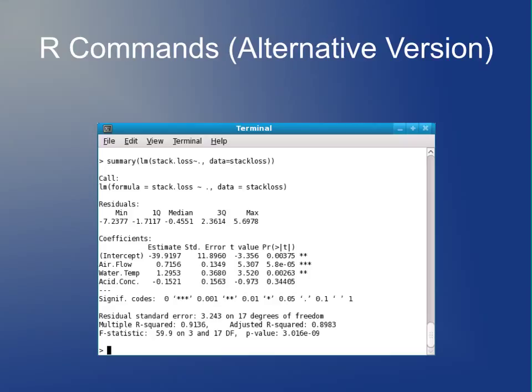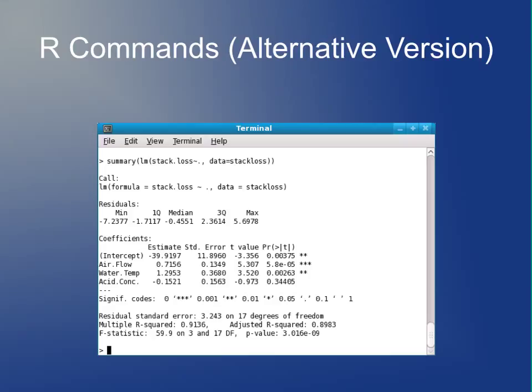Airflow, we have a p-value of about 5.8 times 10 to the minus 5. Water temperature, it's about 0.003. Acid concentration, it's about 0.34. And then the F statistic down at the bottom is about 3 times 10 to the minus 9.